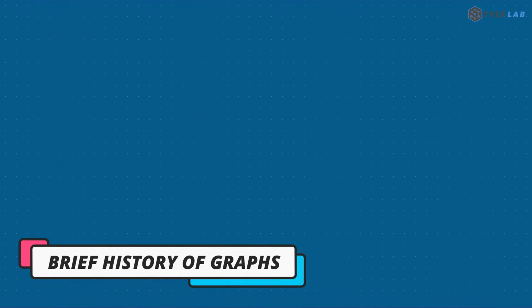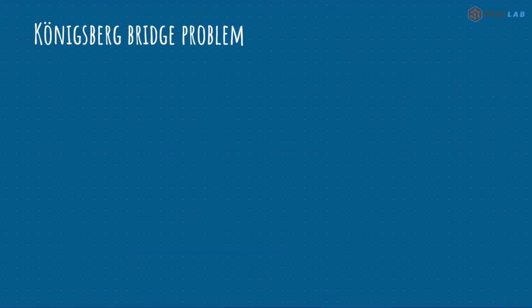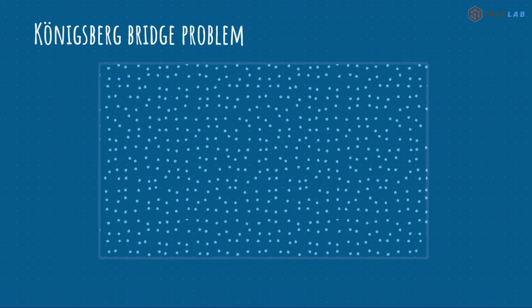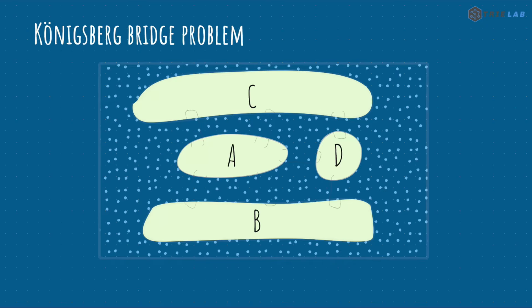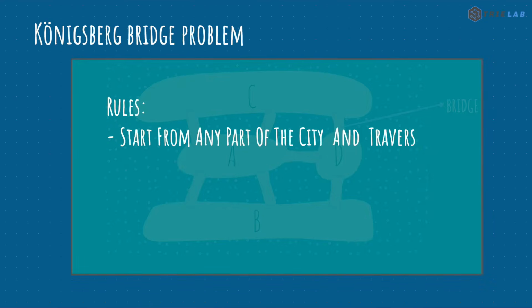Now, before solving graph theory problems, let's take a step back in history and understand where it all actually began. It all started in 18th century Königsberg, where there were 4 parts of the city divided by 7 bridges, and mathematicians tried to find a solution to a particular problem which we now call the Königsberg Bridge Problem. The rules of the problem were quite simple.